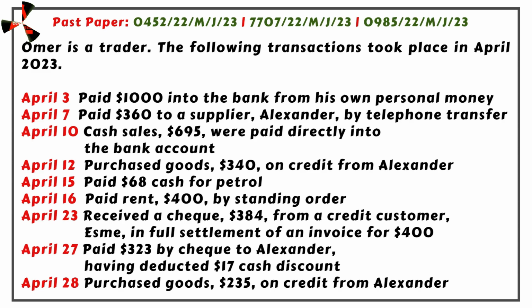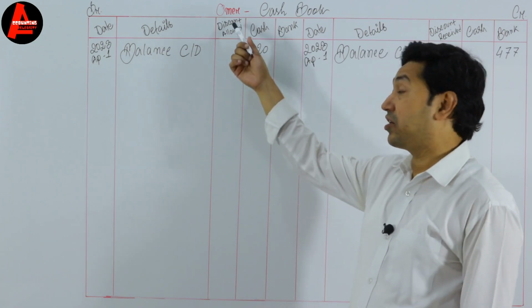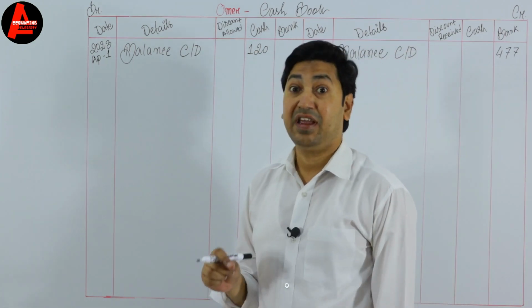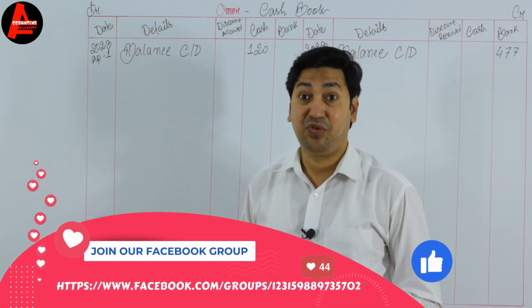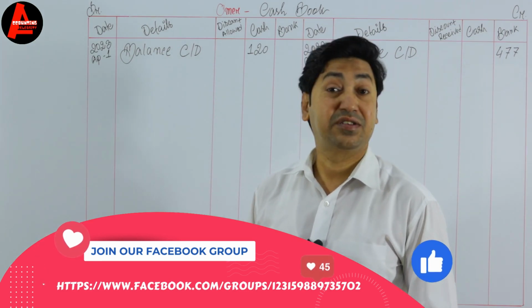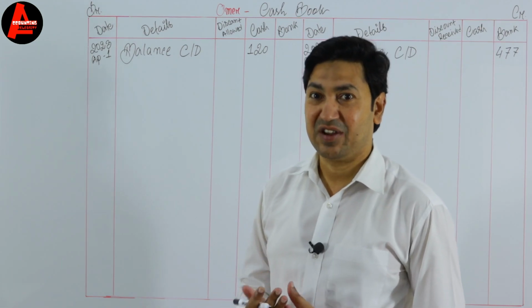Our first transaction is April 3: paid $1,000 into the bank from own personal money. Own personal money of whom? Of Mr. Omar, the owner. He introduced some money into the bank, his personal money. Now tell me, what is it called when the owner gives some money to the business from his personal funds? It is capital, right?